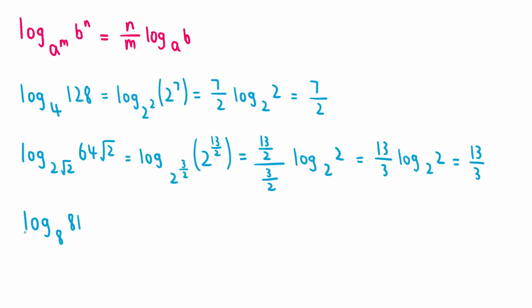So let's say we have something like log base 8 of 81. 8 is clearly a power of 2, and 81 is a power of 3.